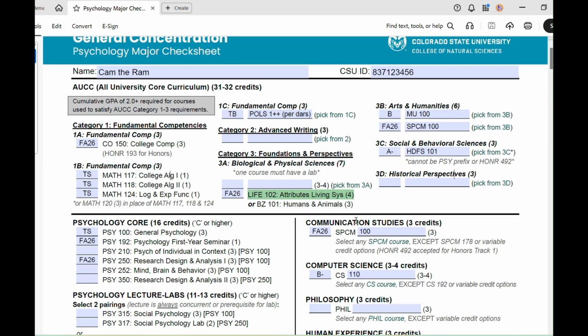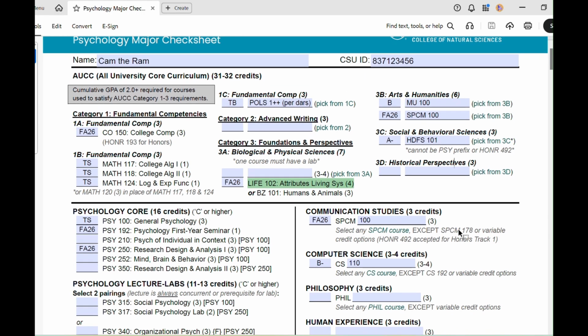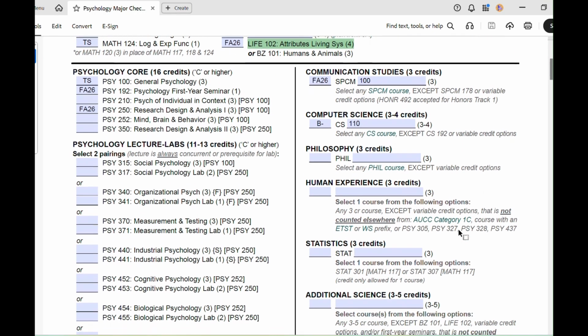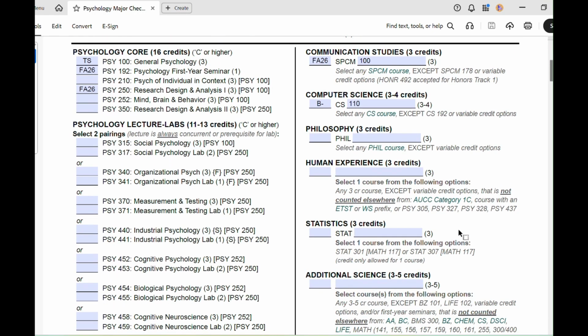We will now move on to the Supporting Courses section. On the right side of your curriculum check sheet are all of the supporting courses that psychology majors must take. These are courses that are not specific psychology classes, but will make you a well-rounded psychology graduate. The first requirement is communication studies.